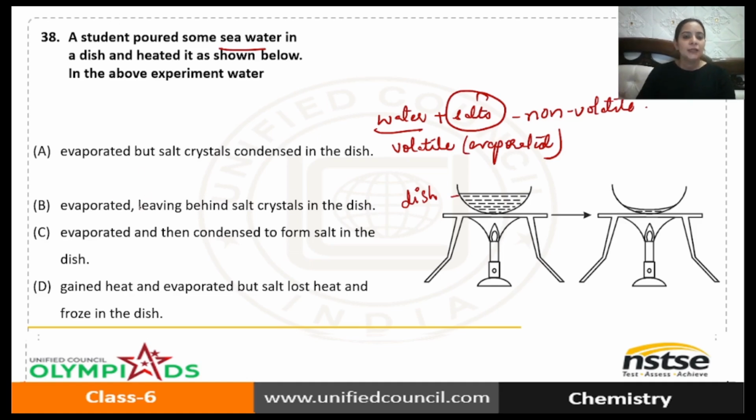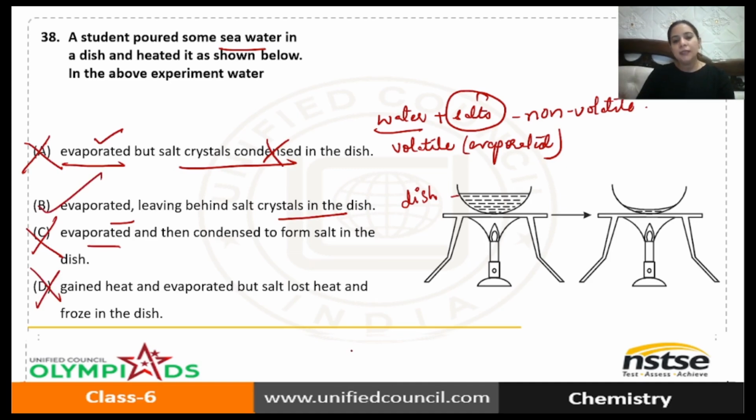Now let's see the options that are given in this case. A says water evaporated, but salt crystals condensed in the dish. Yes, it gets evaporated, true, but the salt crystals don't condense. It is false. B, evaporated, leaving behind the salt crystals in the dish. Yes, true. C, evaporated and then condensed to form salt. No, water doesn't condense to form salt. D, gained heat and evaporated, but salt lost heat and froze. No. So which option is correct here? Option B is correct, because water is volatile, it will get evaporated, leaving behind the salts.